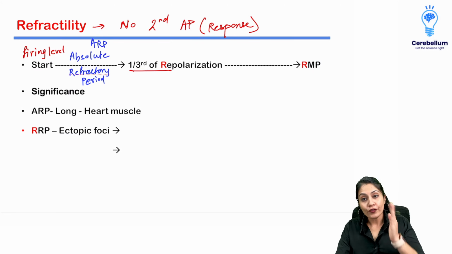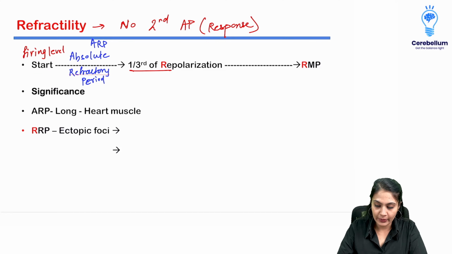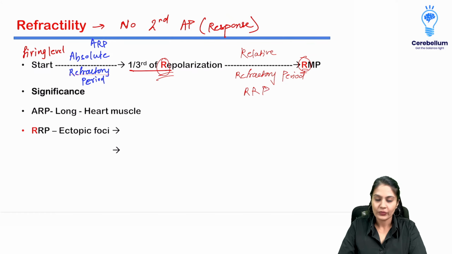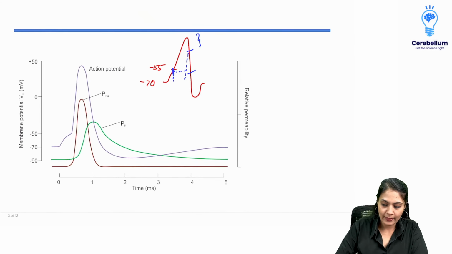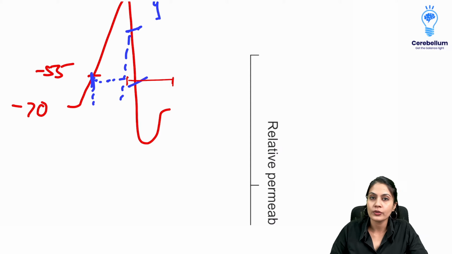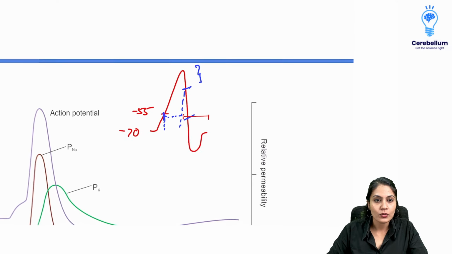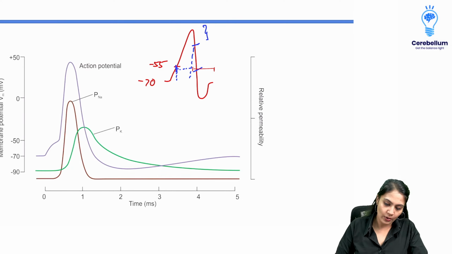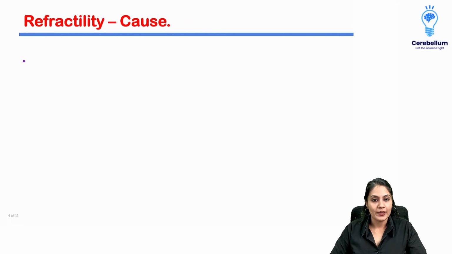ARP. On the other hand, from the 1/3 of repolarization till the RMP, from R to R, I'm going to have the relative refractory period. Relative refractory period, I'm going to call that RRP. So if I have to show you in the diagram, that is going to be from here to here, right? RRP, unless and until the potential of the neuronal membrane comes back to normal. All right, so this is the RRP.